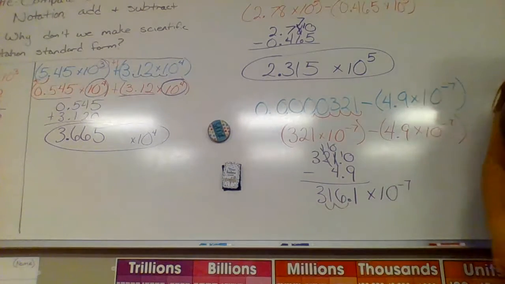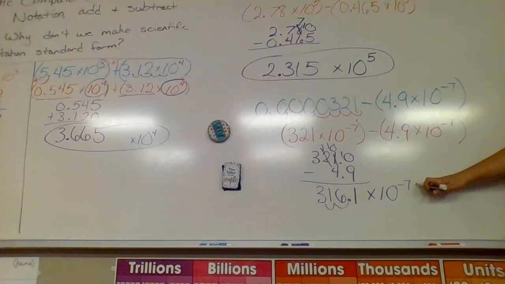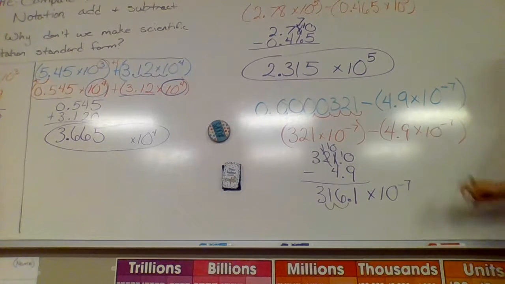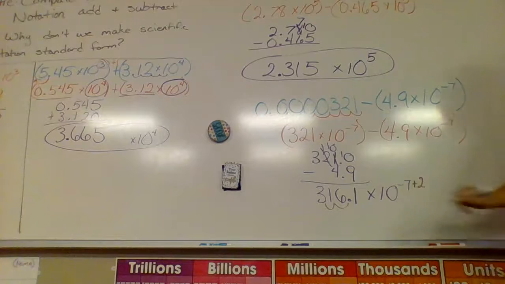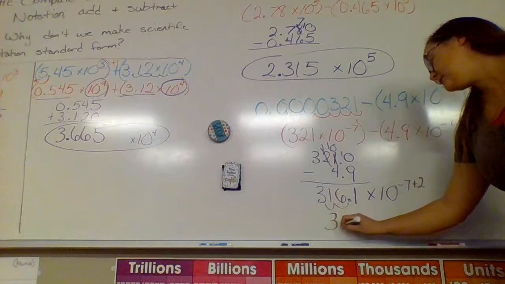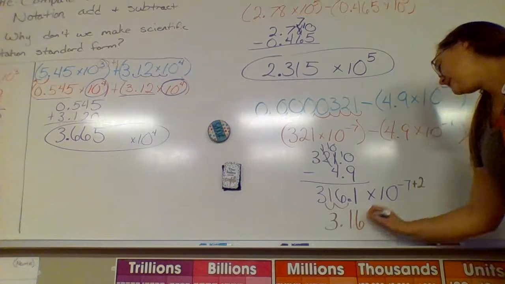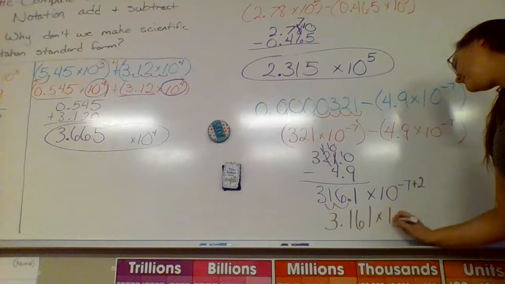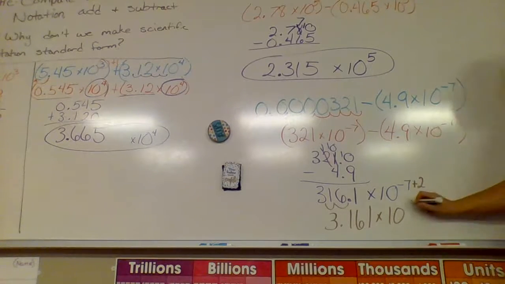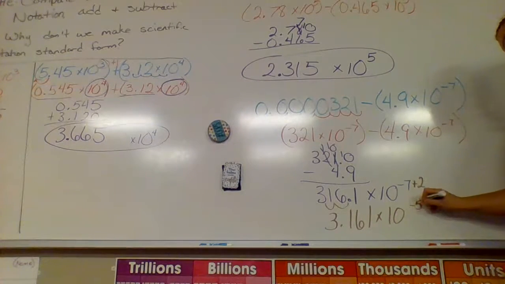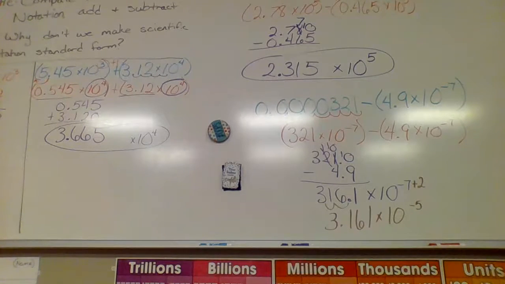1, 2. Is that adding a 2 to this or subtracting a 2? Adding. When you move the decimal to the left, you are going to add 2. It is now 3.161 times 10. What's negative 7 plus 2? Negative 5. Negative 5. This makes much more sense.